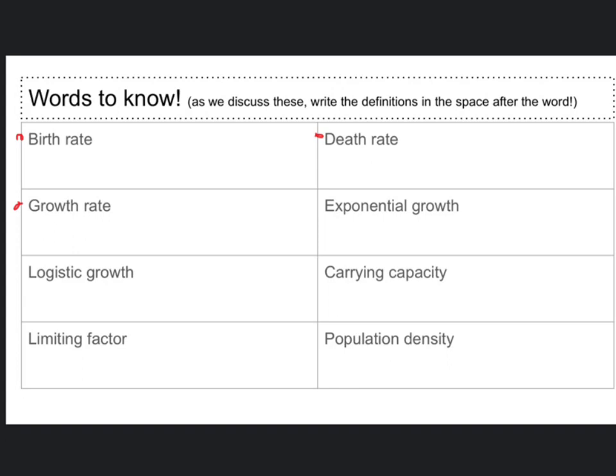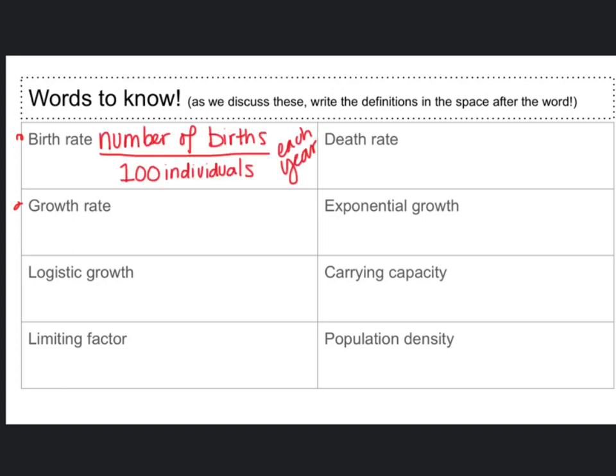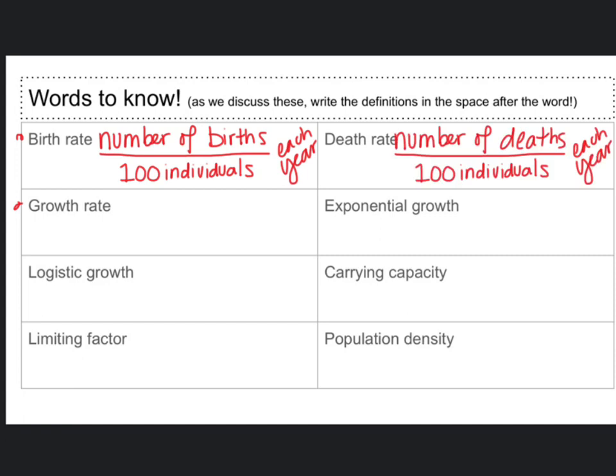That is all true, but we have some sort of numeric formulas that we use for these. So the birth rate is the number of births per 100 individuals in the population that happens every year. The death rate, well, what do you think that is? Yeah, it's the same thing, except now we're talking about the number of deaths per 100 individuals that happen in the population every year. So you might think that the growth rate is some relationship between the birth rate and the death rate, and you'd be right. The growth rate is the birth rate minus the death rate divided by 100. So it's sort of like the percent growth.